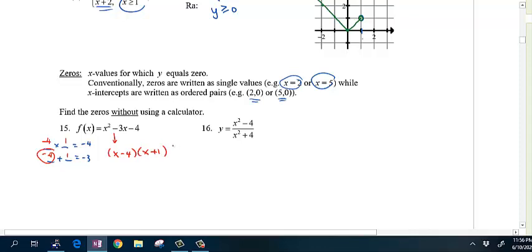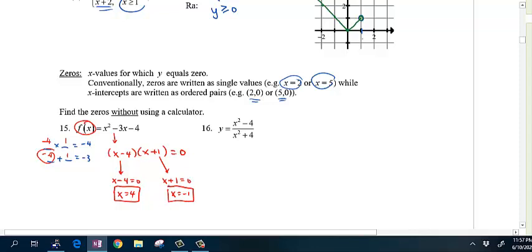And because you're finding the zeros and you want to make y equal to 0, you have two things multiplied to give 0, meaning one of those things must be 0. x minus 4 equals 0, or x equals 4. Ding, ding, ding. Answer. Or the other factor must equal 0: x equals negative 1. Ding, ding, ding, ding.